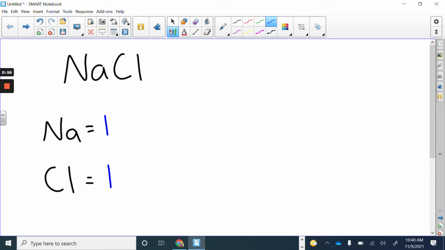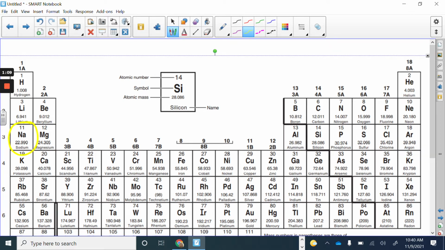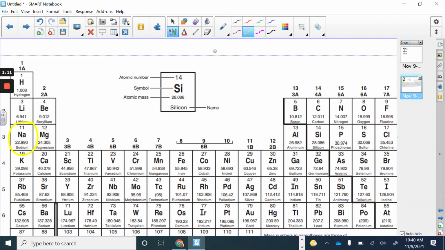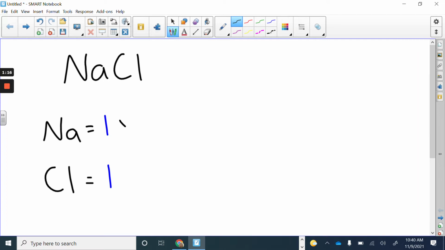Then we need to take a look at the periodic table. On the periodic table, we're going to find the mass of sodium. The mass of sodium is right here, 22.990. So we'll go back to our other page, and we're going to multiply by the mass of sodium off the periodic table, which was 22.990.